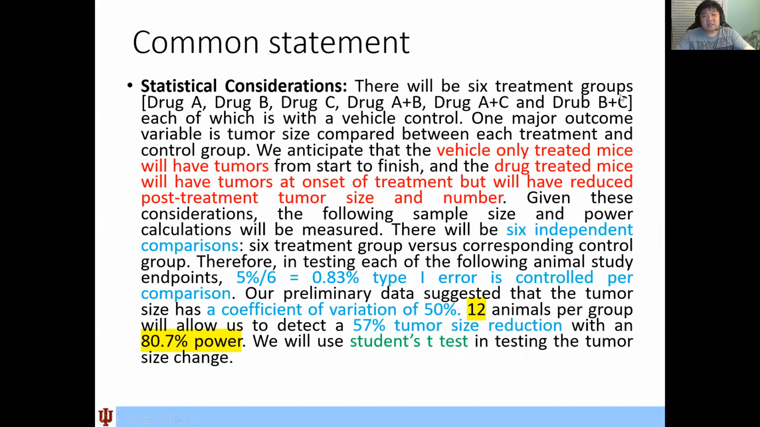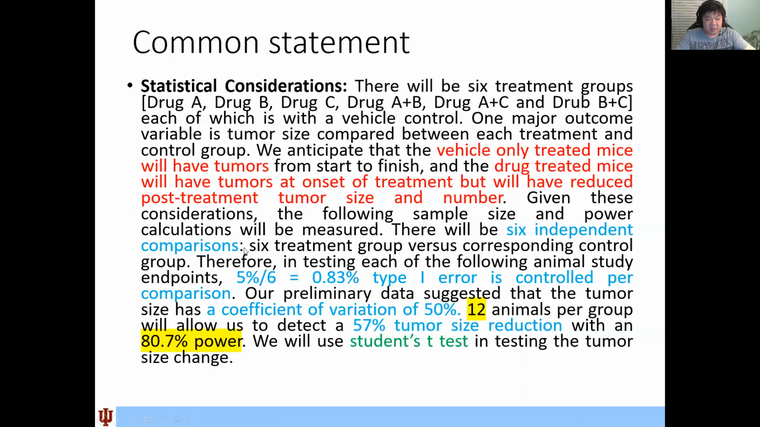So there will be 6 treatment groups: drug A, drug B, drug C, and their combinations, each of which will be with a vehicle control. The major outcome variable is tumor size compared between each treatment and control group. We anticipate that the vehicle-only treated mice will have tumors from start to finish, and the drug treated mice will have tumors at the onset of treatment, but will have reduced post-treatment tumor size and number. This is the objective. Given these considerations, the following sample size and power calculations will be made.